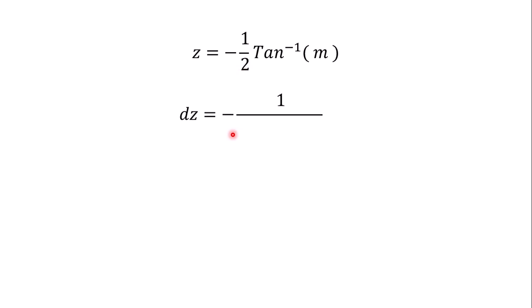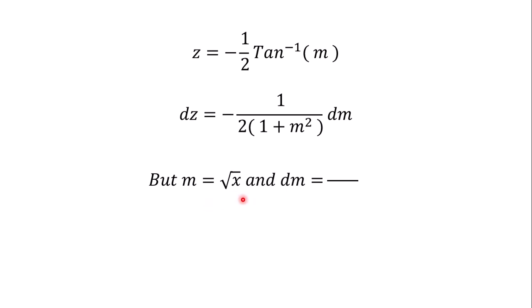so dz is equal to minus 1 over 2 into bracket 1 plus m squared dm. We are done with the differentiation. We have to go back to the x world. That is the answer in the m world. What is the answer in the x world? Well, let's find out. We know that m is equal to square root of x and dm is equal to 1 over 2 root x dx. So here you put this one there, and then here you put this one there. So let's put them.